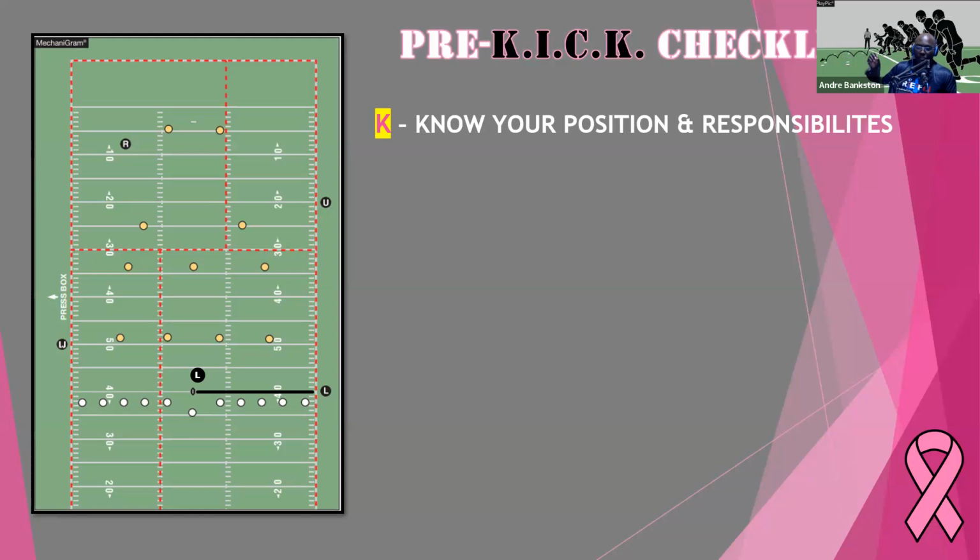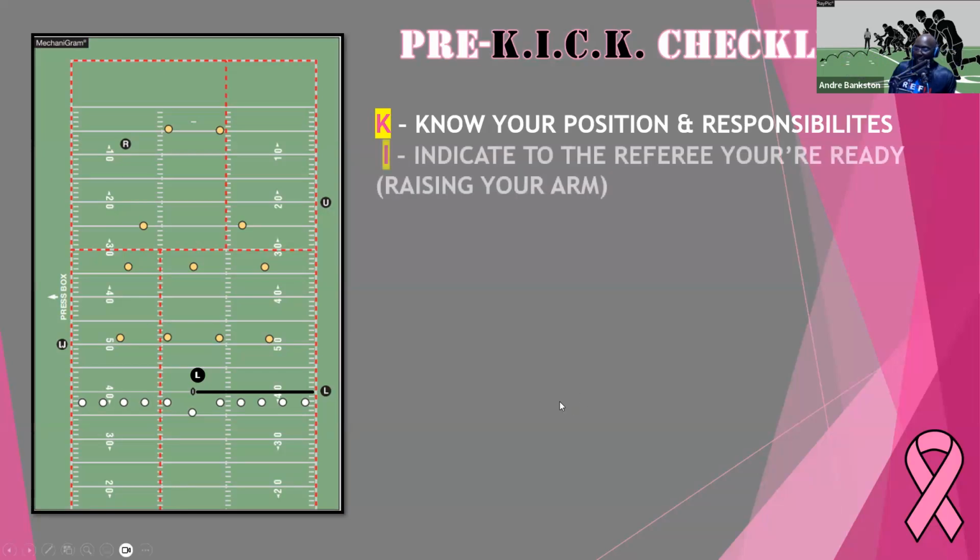It's a lot. So you're going to make sure the kicking team is right, and you're going to look left and right, make sure all coaches know to back out of the way so you can see the boundary lines. All right. You're going to indicate to the referee that you're ready by raising your arm.